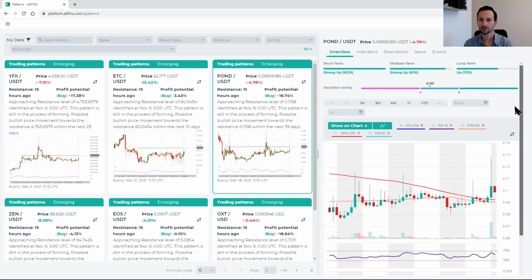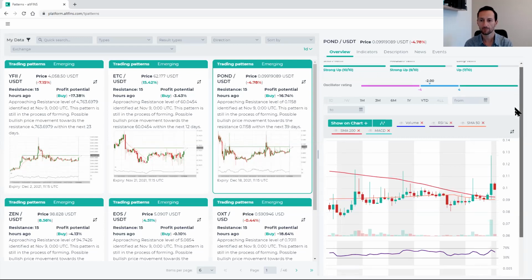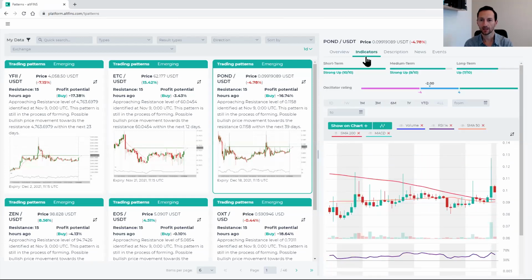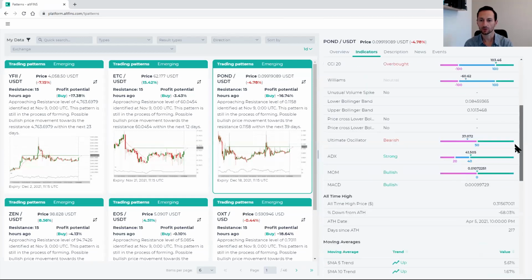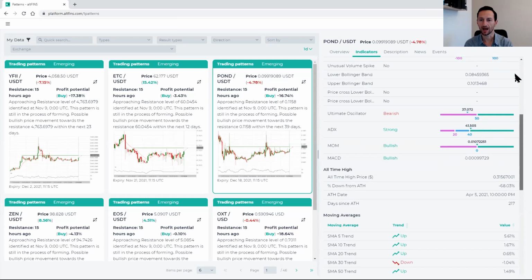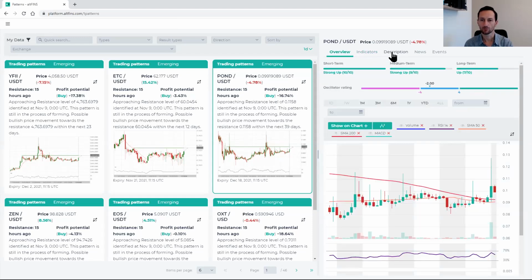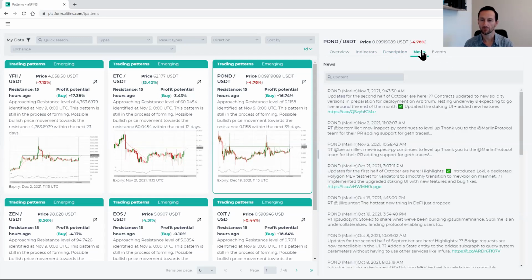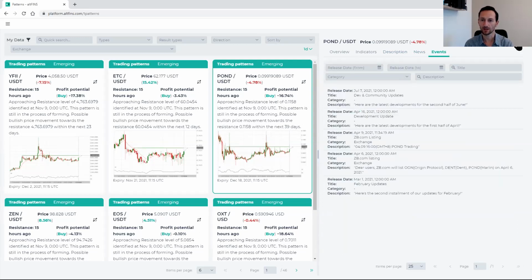But the other thing you can look at in the side panel is whether this is in an uptrend in general, because you still prefer to be trading with the trend. And the other thing on the indicators is that you can look at some of the moving average trends as well, that hopefully are pointing up. And if you want to look at some description or news, perhaps, or events, you can also do that here.